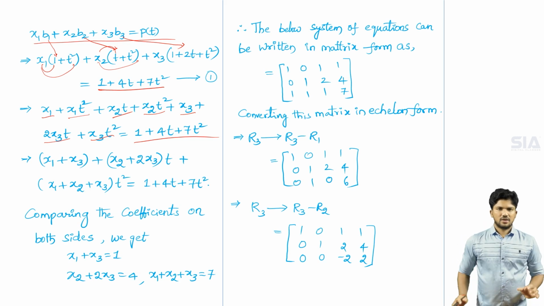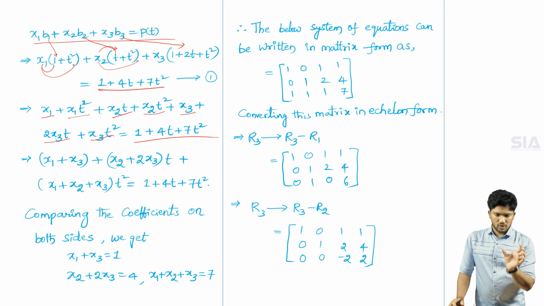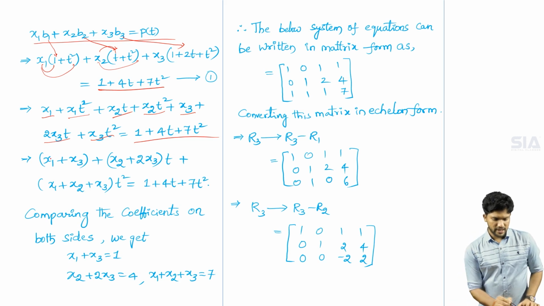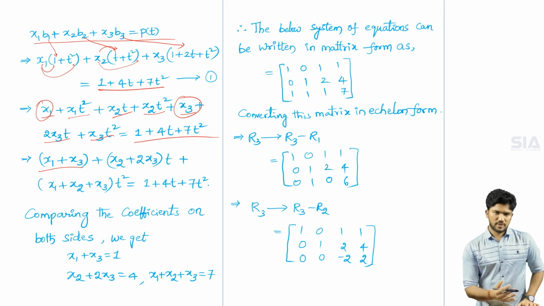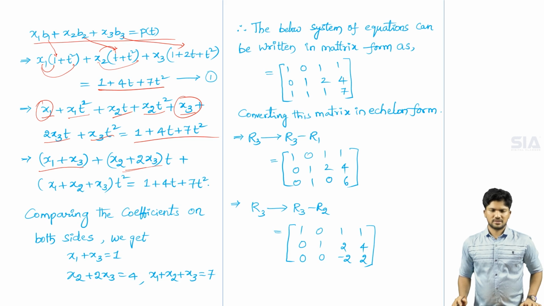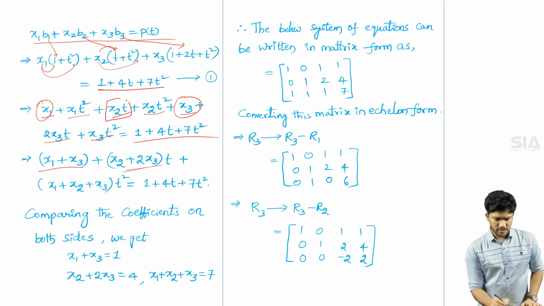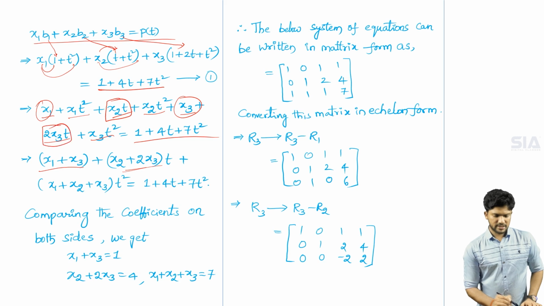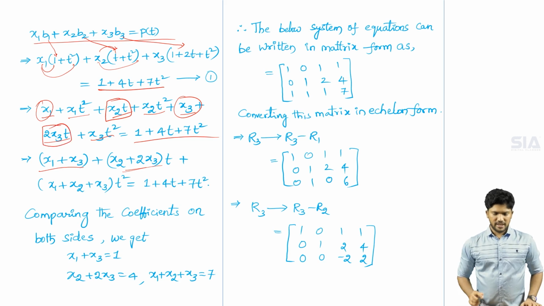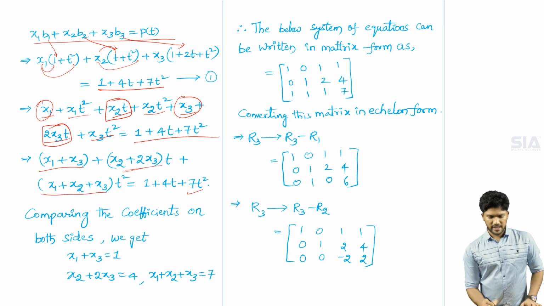Now make the constant terms on one side, the coefficients of small t on one side, and the coefficients of t square on one side. That is x1 plus x3; these two values we can write in one place. Next, take small t common from all terms: wherever you have t terms, you have x2 t and 2x3 t, so you can take small t common. From the remaining t square terms, you can take t square common. You will get x1 plus x2 plus x3 into t square equal to the RHS.